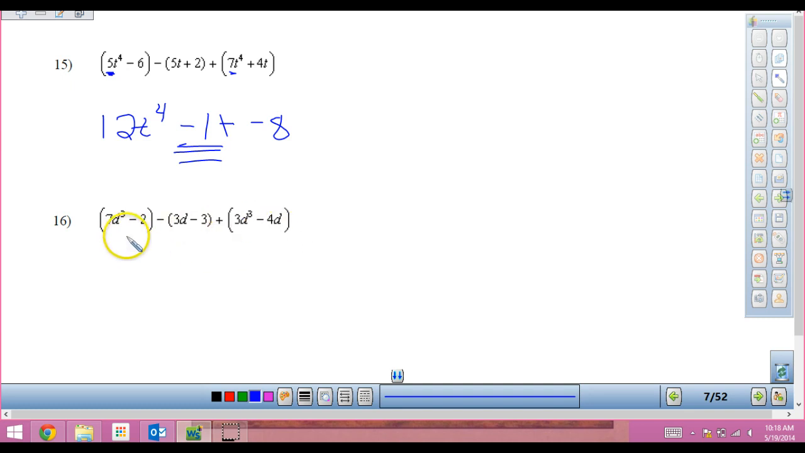Okay, so now our highest exponent is d to the 3rd. So we've got 7d to the 3rd plus 3d to the third, so 10d to the third. And then we've got our d's, so negative 3d minus 4d is a minus 7d. And then negative 2 minus negative 3 is going to be a plus 1.